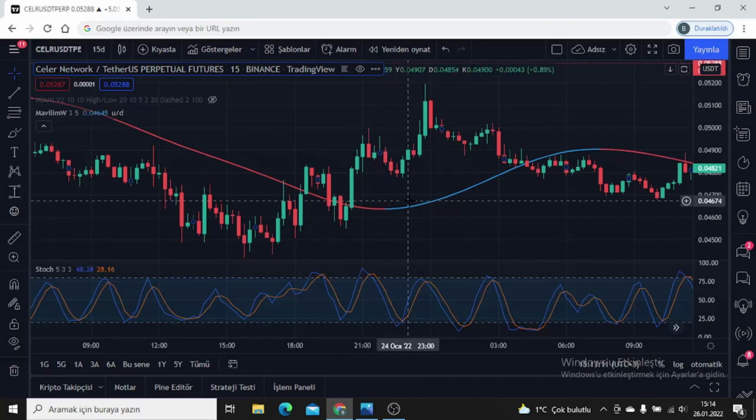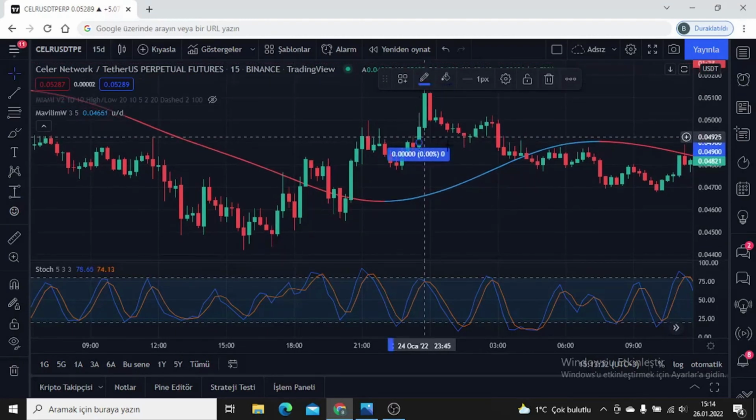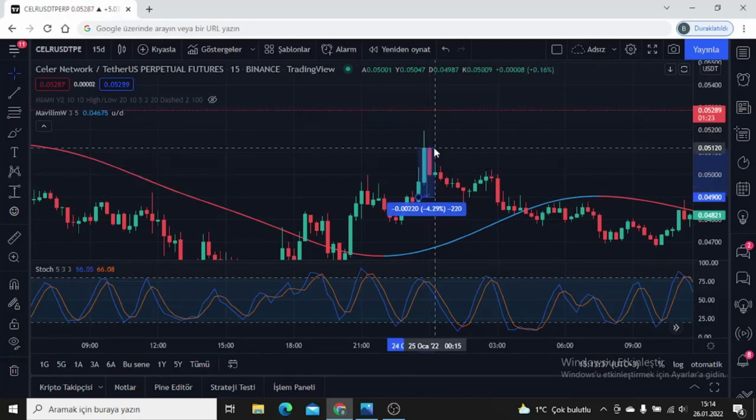Stochastic is giving a sell signal, price is going down. Again, see here there is a buy condition. Mavelum line is blue, stochastic is giving a buy signal and giving us a buy condition. It probably leaves us a profit margin of around 4% here. Let's say we get it from here. As you can see, it leaves us a profit margin of close to 4%.